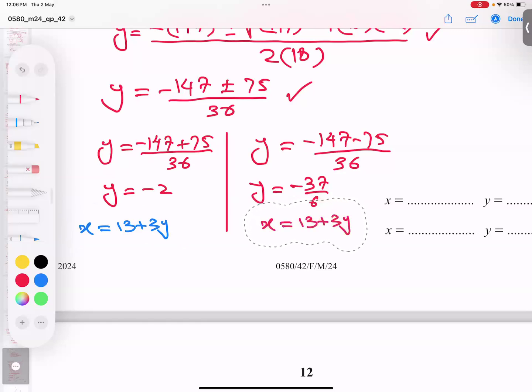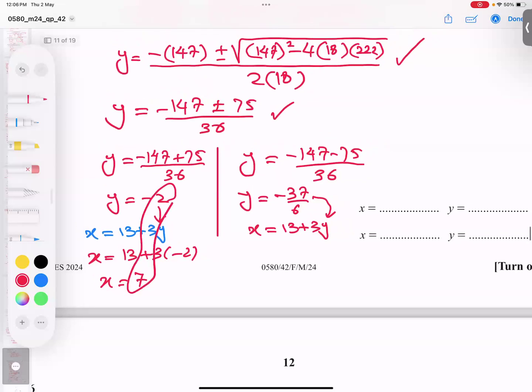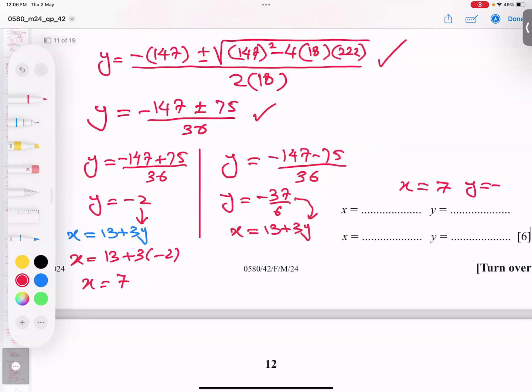Now negative 2 will go here, and this value will go here. So 13 plus 3 times negative 2, and again negative 2, the value I am getting is 6. So I got a 7 after subtracting. So x is 7 and y is negative 2. I'm writing it here. x 7, y negative 2, one pair.